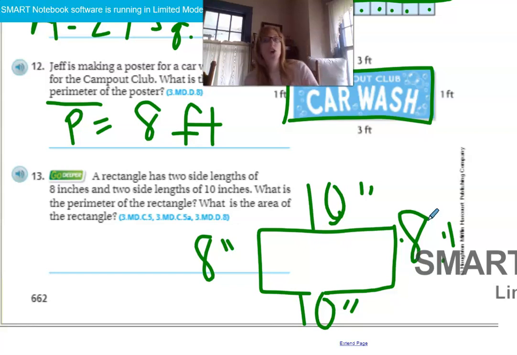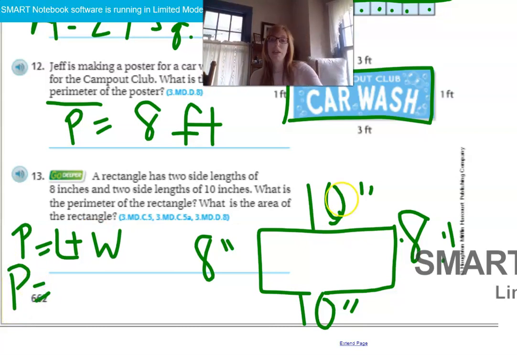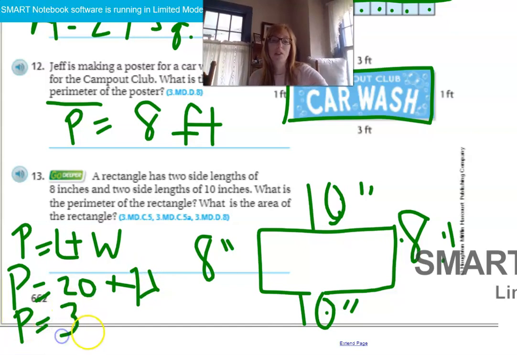Okay, two different things. So first off, we know perimeter is length plus width. So we're going to do the perimeter first. So the perimeter would be 10 plus 10 is 20. And then we would have 20 plus 8 plus 8, which is 16. So our perimeter would equal, you are correct, 36. And it would be inches.